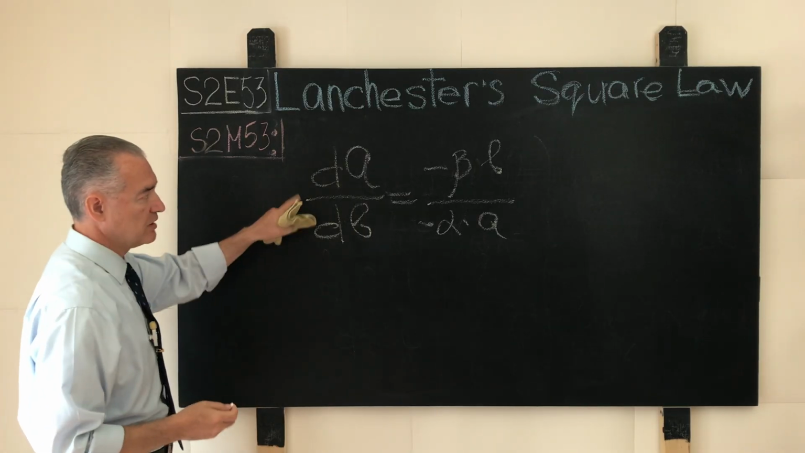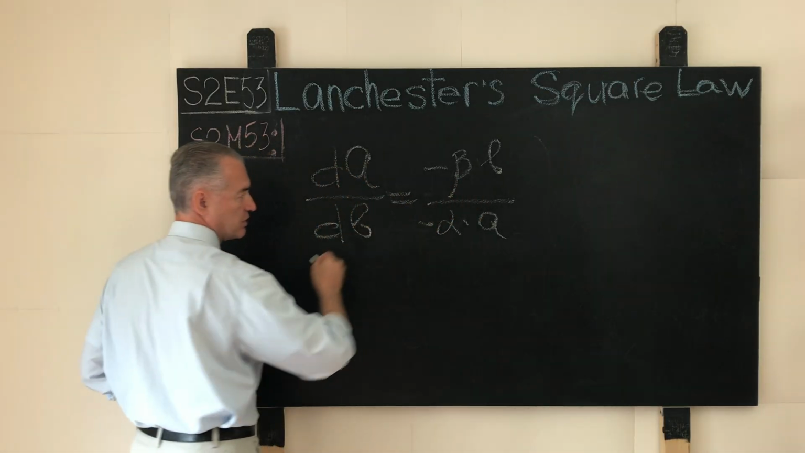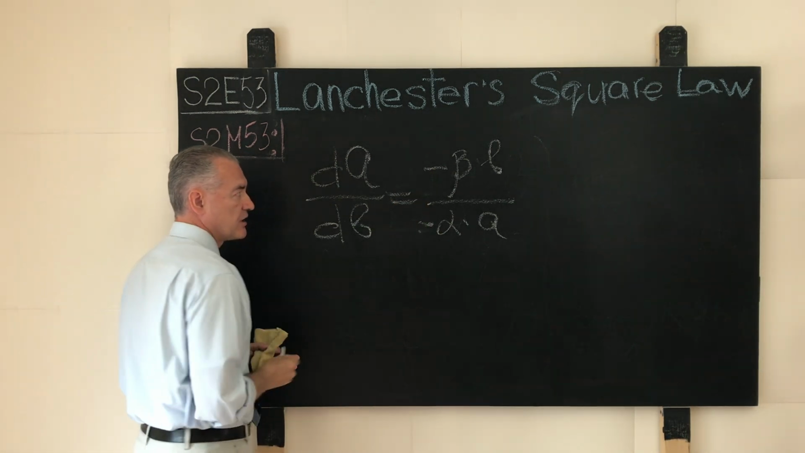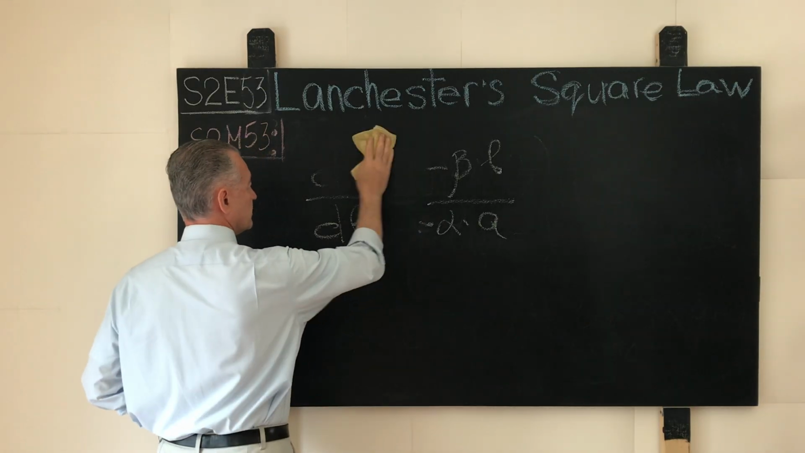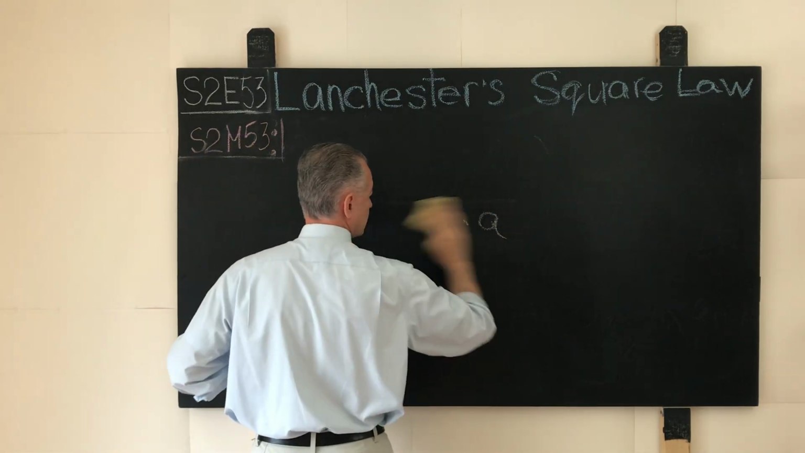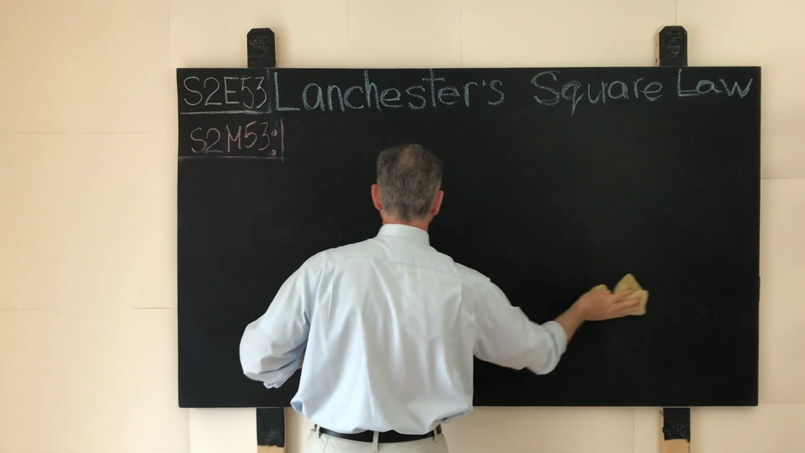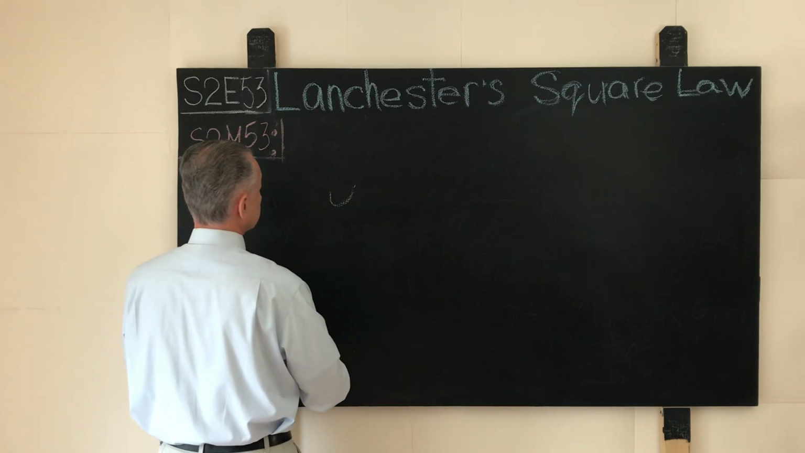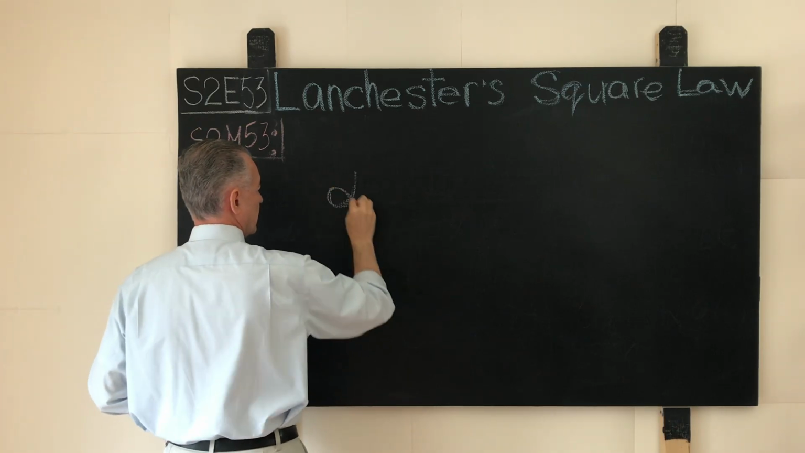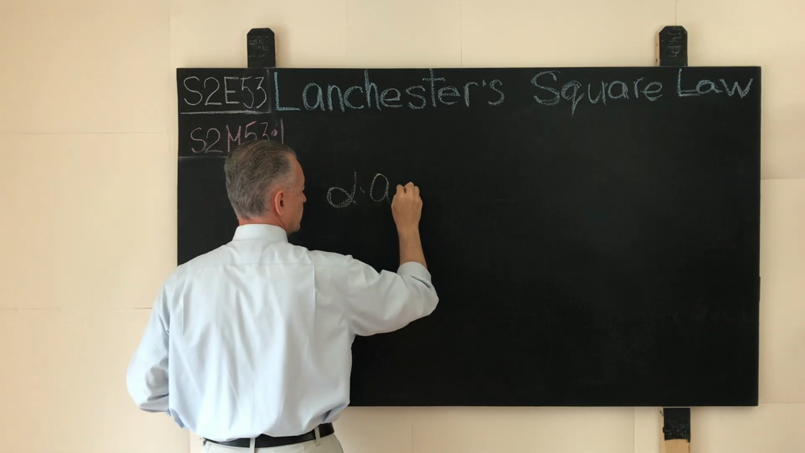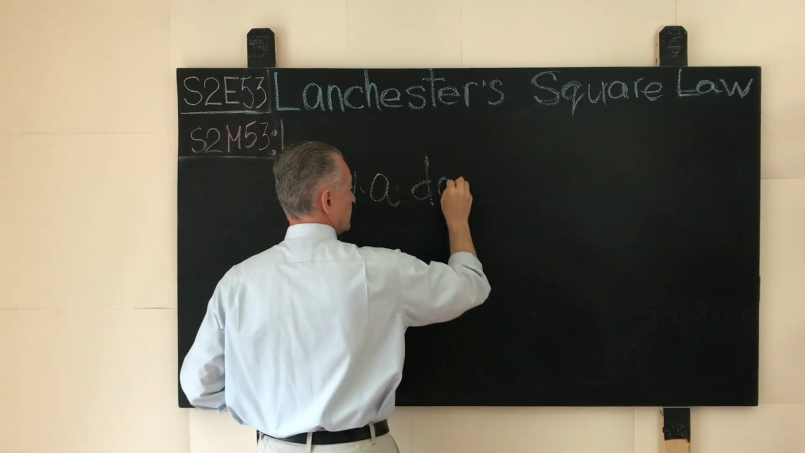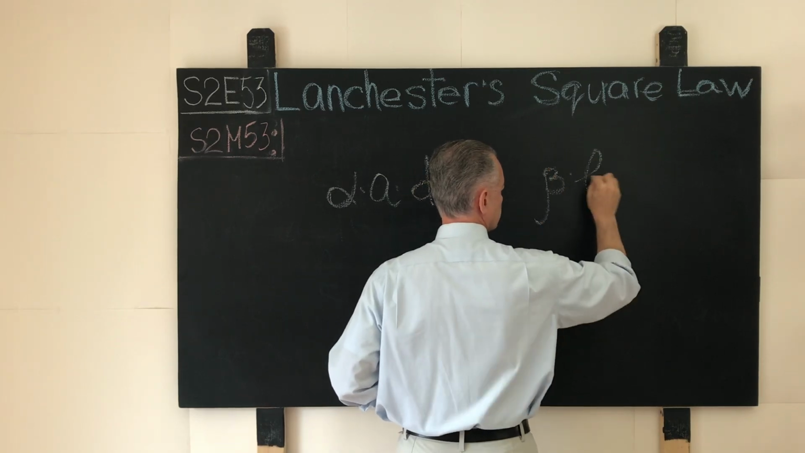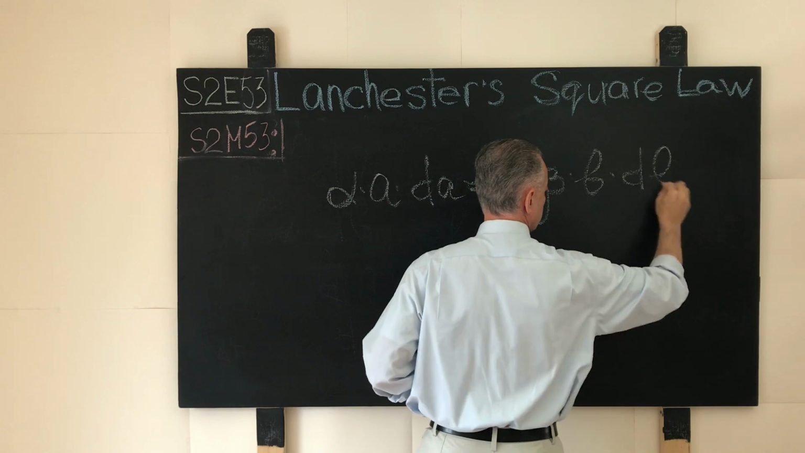Well, we cross multiply these two ratios. The negative signs cancel each other out. And what do we have in the end? In the end, we will have the following beautiful symmetric expression that looks as follows. Let's do it this way. Alpha times a times dA is equal to beta times b times dB.